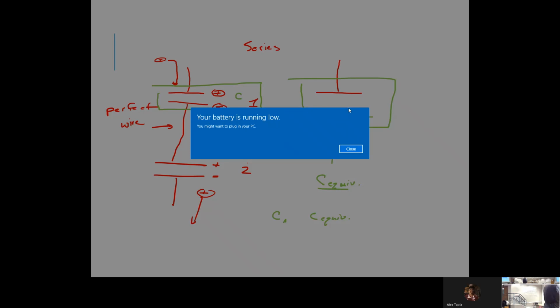Your battery's done. My battery's always about that. You gotta pour coffee. I hear that if you pour coffee on your computer, the battery stays good.